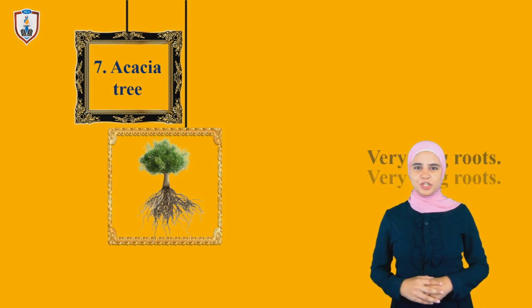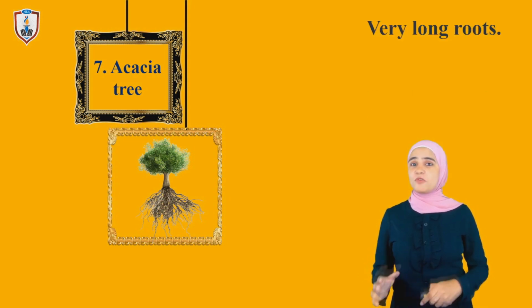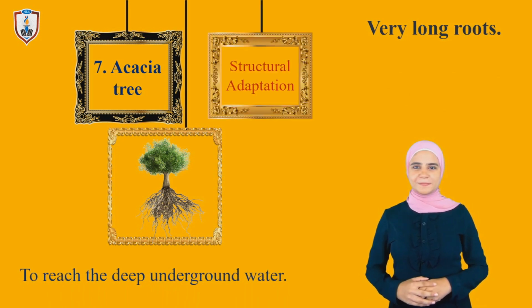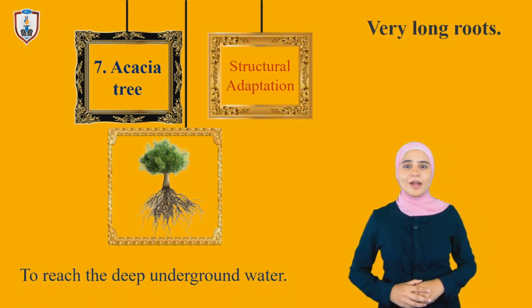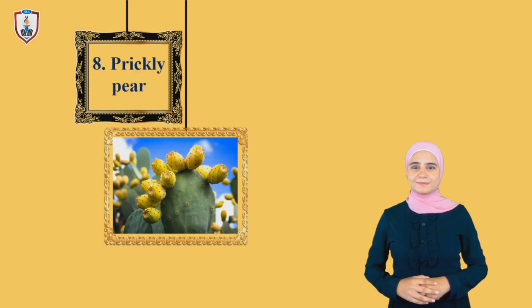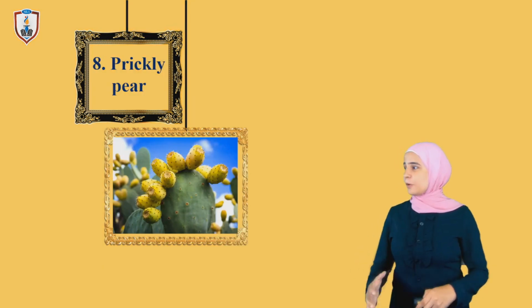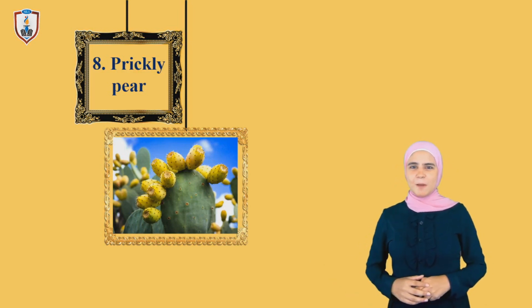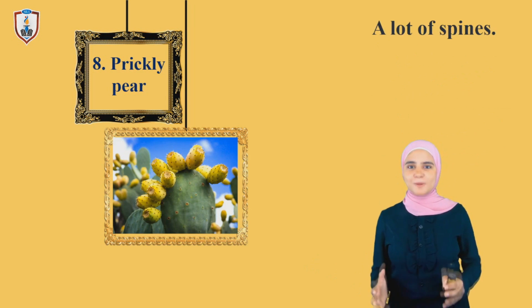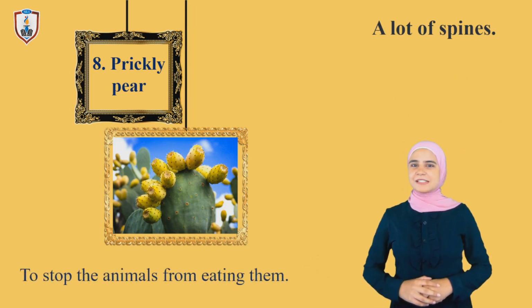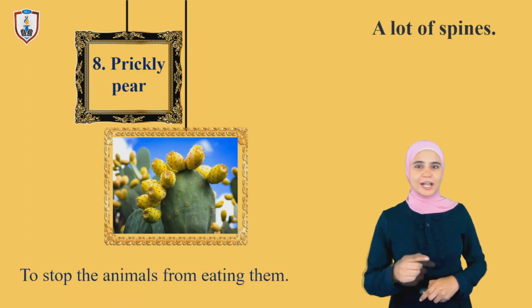Moving to the acacia tree, we know that it has very long roots to reach the deep underground water. This kind of adaptation is also called structural adaptation. The last one is the prickly pear. Of course, all of you love to eat it, right? But it has many thorns or spines that can stop the animals from eating its leaves. This kind of adaptation is structural adaptation.